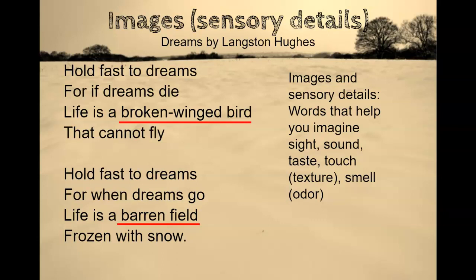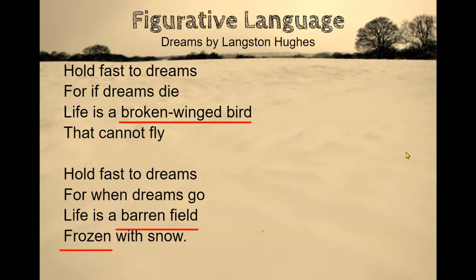As I underline things, I have broken winged bird, which helps me imagine seeing that bird, probably with a bent broken wing that looks pretty pathetic. That barren field is quite empty. There's nothing there. It's frozen with snow. I'm imagining maybe it was once farmland, but now it's abandoned. We have the word frozen, which gives us a touch or a feeling. We can feel how cold it is.